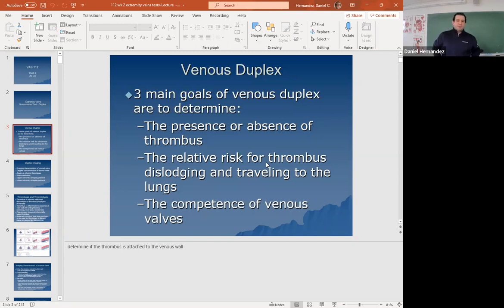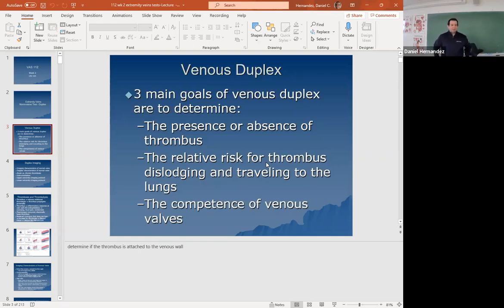So is it a proximal thrombus? Is it something up in the common femoral, iliacs, femoral vein, or is it more distal thrombus? Is it down in the calf? So those proximal thrombuses have a higher propensity to dislodge and travel. And because they're a larger vessel, the clots tend to be much larger in size and pose a greater risk to the patients.